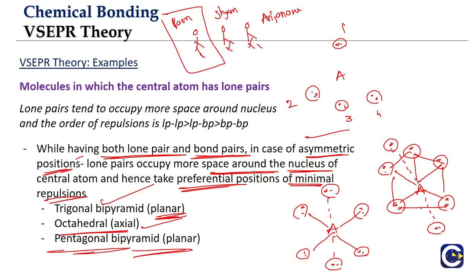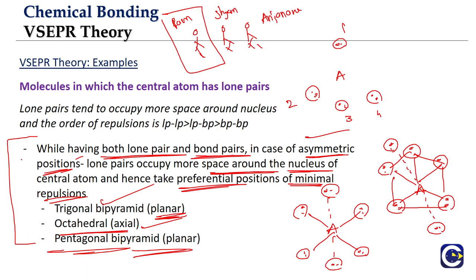How do you remember it? It will start from only the trigonal bipyramidal. Trigonal bipyramidal means what? Planar positions. We are going to first give them for the lone pair. That is the preference. And octahedral means lone pairs will be starting with the axial position. That is the preference for them. Again, pentagonal bipyramidal means lone pairs are going to take which position? Planar position. Okay, so these three things we have to remember.